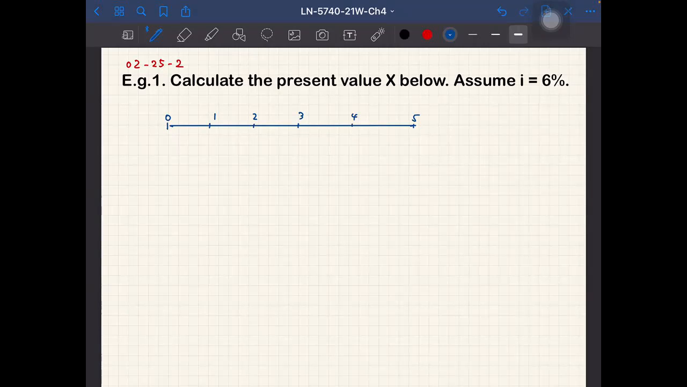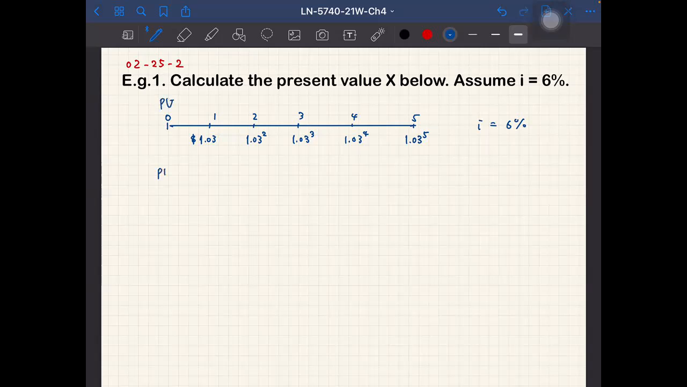And the payment amount is $1.03 at time 1, and 1.03 square at time 2, 1.03 cube at time 3, and 1.03 fourth power and fifth power. So the last payment is a little more than 1.15. So 1.03 to the fifth power. And I is equal to 6%. And what's the formula to get this?